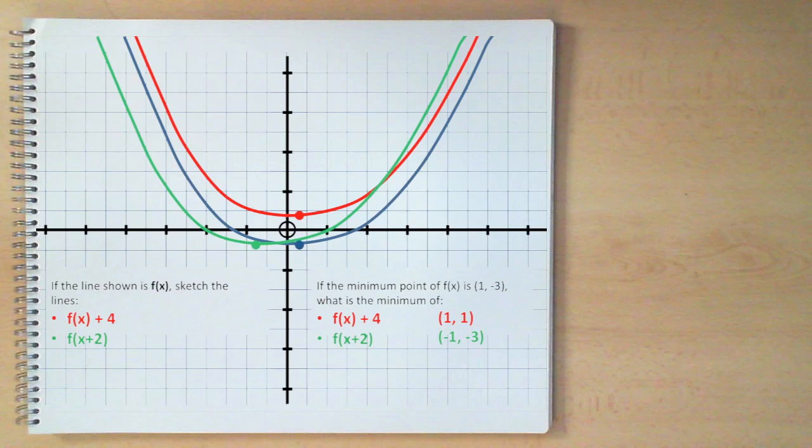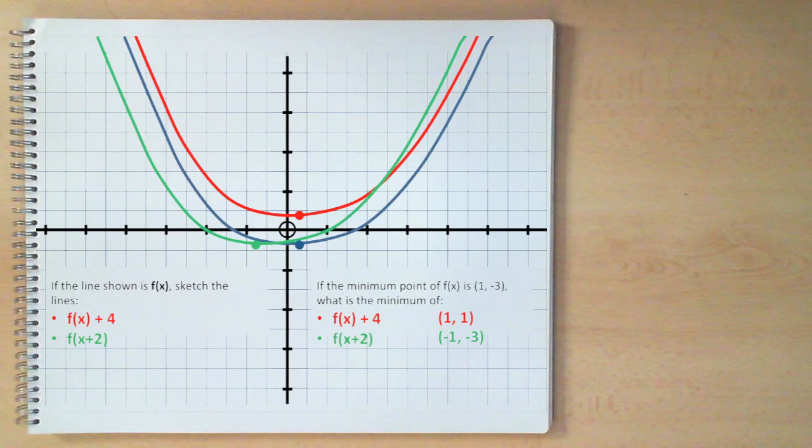Just try and remember what those different transformations do in terms of moving the curve around, and once you've understood what they do in terms of moving the curve around, you can try and understand what they do in terms of moving individual points around on that curve. It's simpler than it looks.